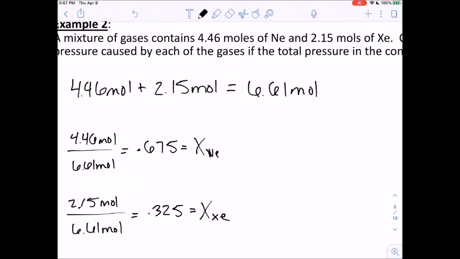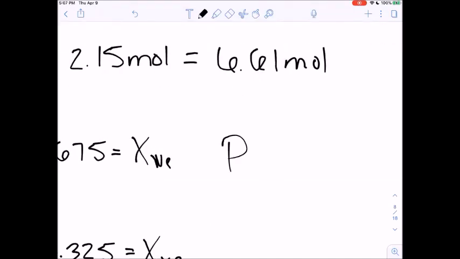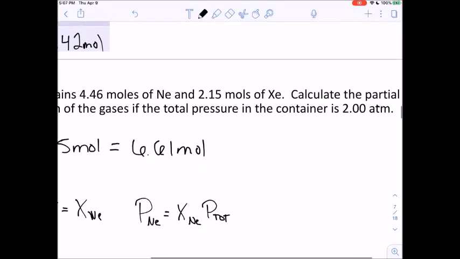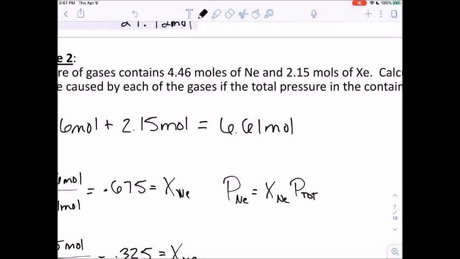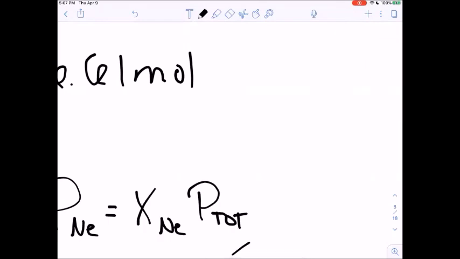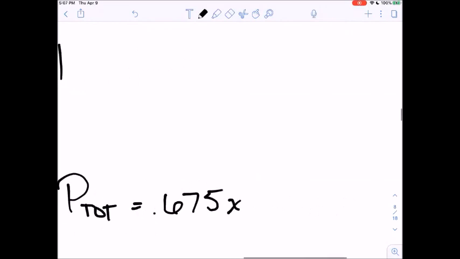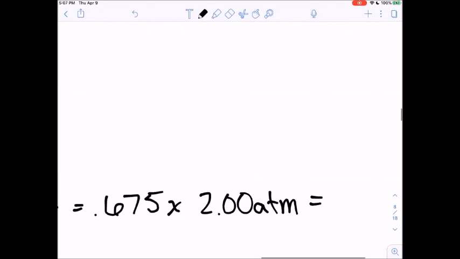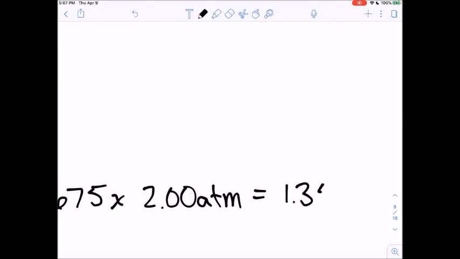So now when we're trying to figure out what the partial pressure of something is, the partial pressure of any gas, so the partial pressure of neon, for example, is going to be equal to the mole fraction of neon times the total pressure. And the total pressure was given to us in the problem as 2 atmospheres, and I just solved for the partial pressure over here of neon. So I have 0.675 times the total pressure, which was given to me as 2 atmospheres. When you plug that into a calculator and solve, you end up with 1.35 atmospheres.